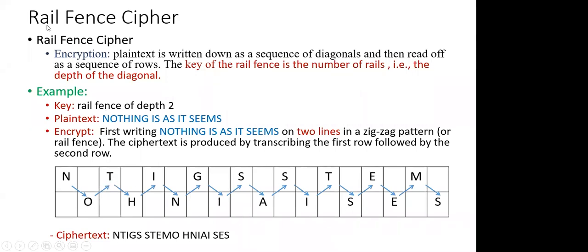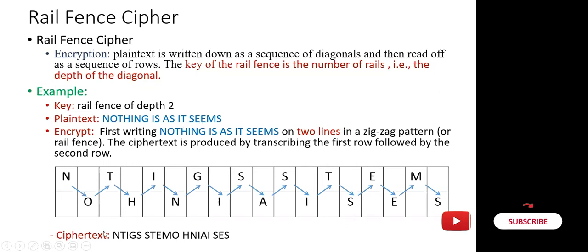It's called rail fence. Rail fence means it is just like Qatar. Qatar, do you know about it? Railway lines, or something like that. So it is just like railway lines. So he wants to encrypt this one: "nothing is as it seems".